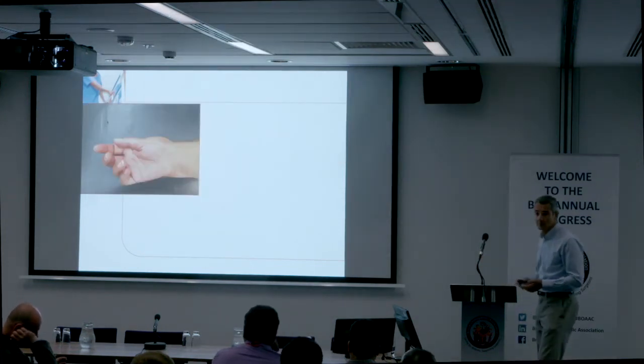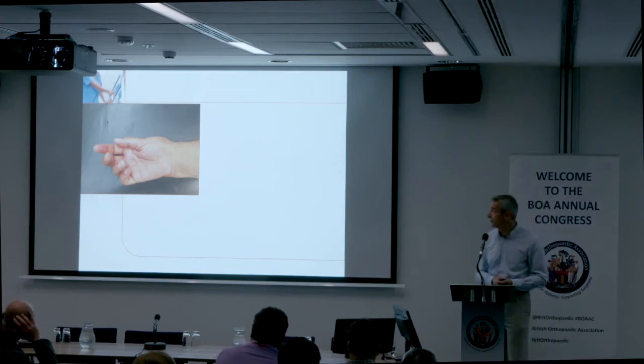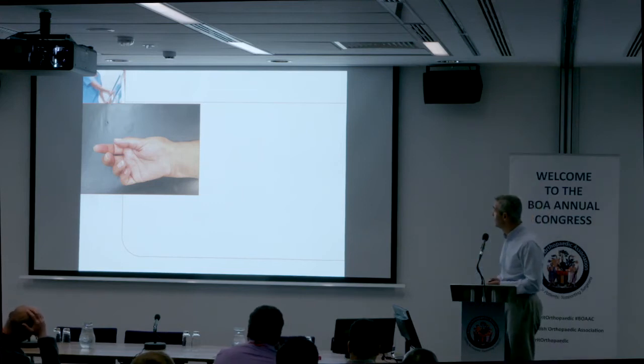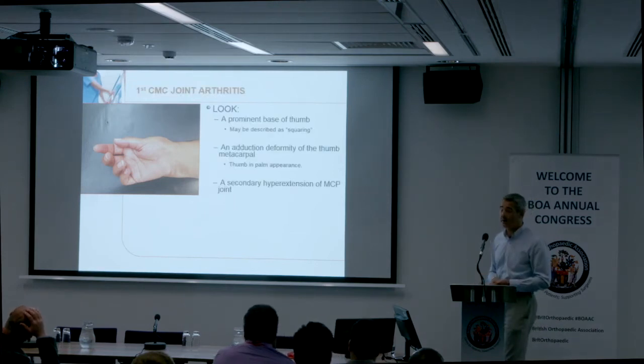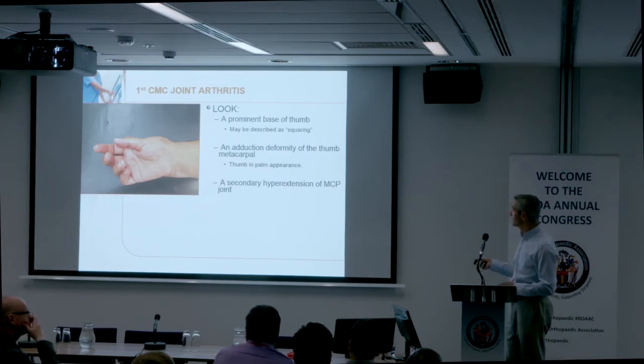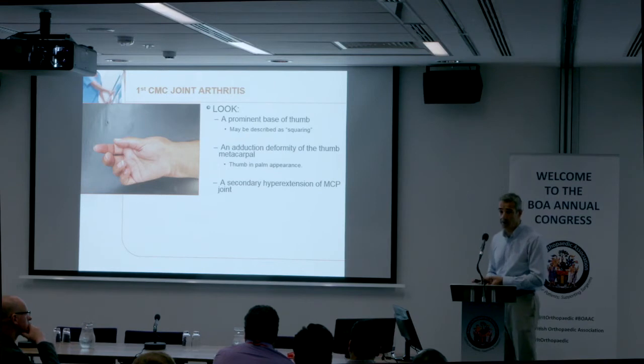Okay. Again, another clinical presentation that you might see in the exam, okay, and just careful observation will ascertain that this is a first CMC joint arthritis. You have a prominent base of thumb which we often call squaring. There's an adduction deformity of the thumb metacarpal. The metacarpal's in the palm. And there's secondary hyperextension of the MCP joint.